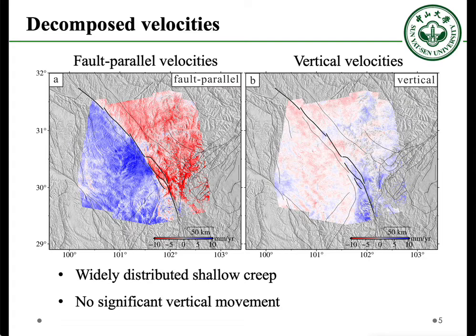Then we retrieved the fault parallel and vertical velocities, combining ascending and descending line-of-sight velocities. The velocity gradient is more evident from the fault parallel velocities. The vertical velocities show no obvious change across most of the Xianshuihe fault, suggesting that the vertical motion is small.